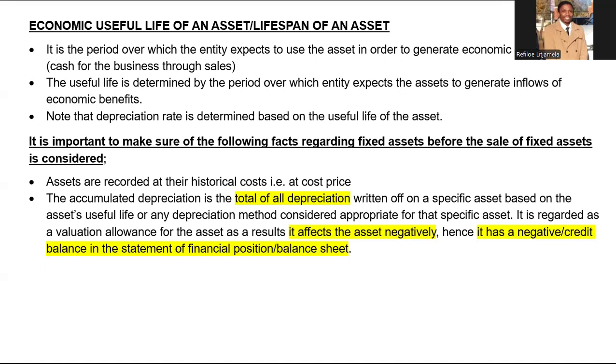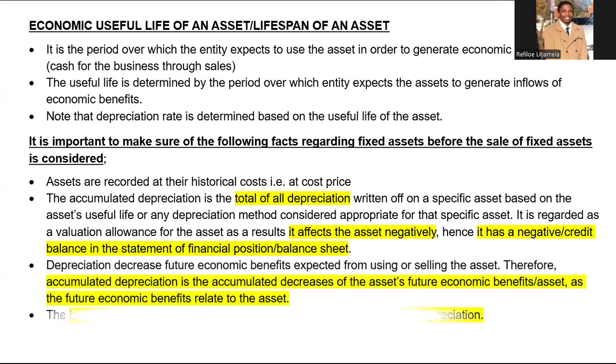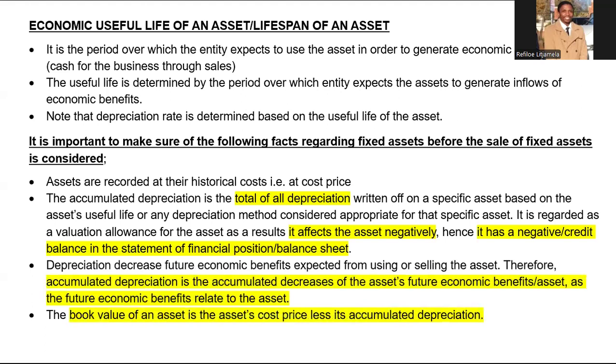Depreciation, as I said, is how much of your asset has been used. It reduces the economic benefits you expect from using the asset. I mean, the benefits you still expect from the asset. Therefore, accumulated depreciation is the accumulated decrease of the asset's future economic benefits. That's why accumulated depreciation increases on the credit side. The book value of an asset, as I've mentioned here, will be the cost price less its accumulated depreciation.